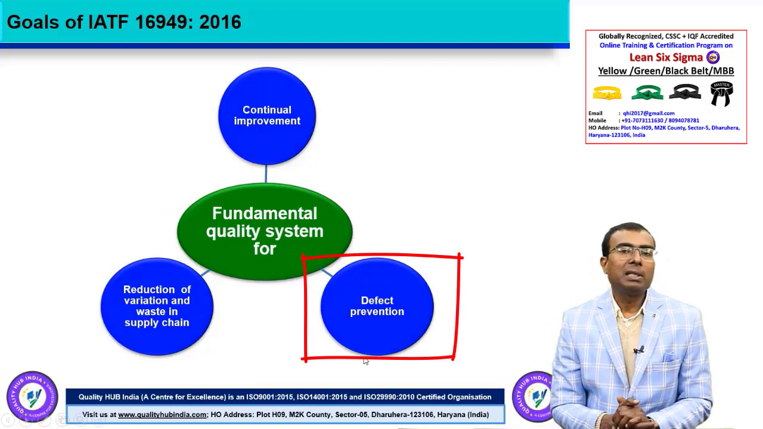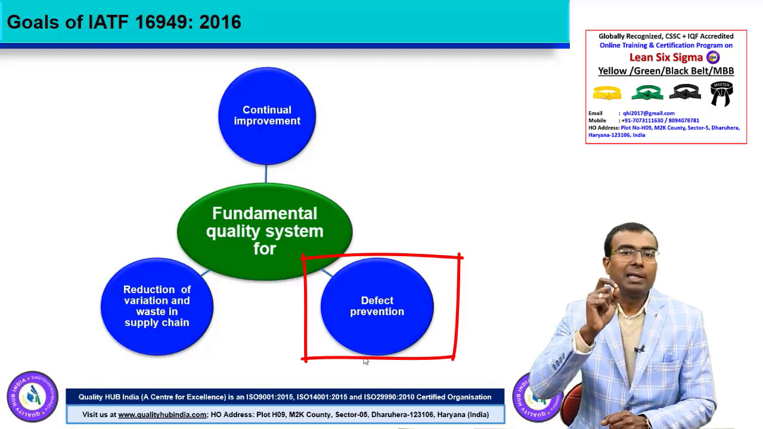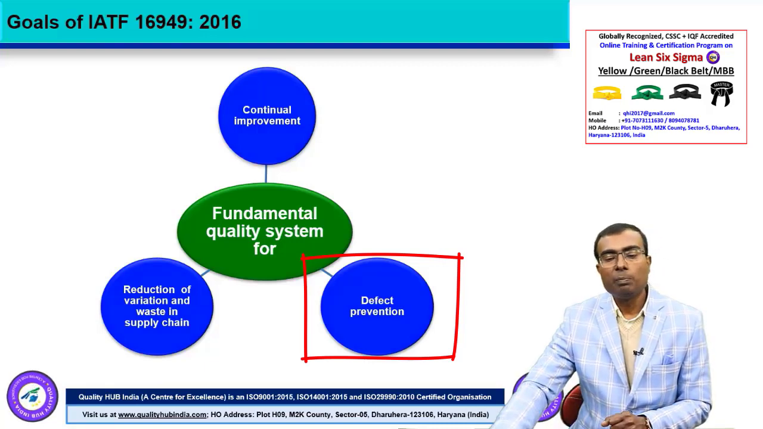So typically whenever there are some defects, some issues, we deep dive, we identify the root cause and we initiate action. That is typically called corrective action. Now here it talks about prevention. So how to make prevention?